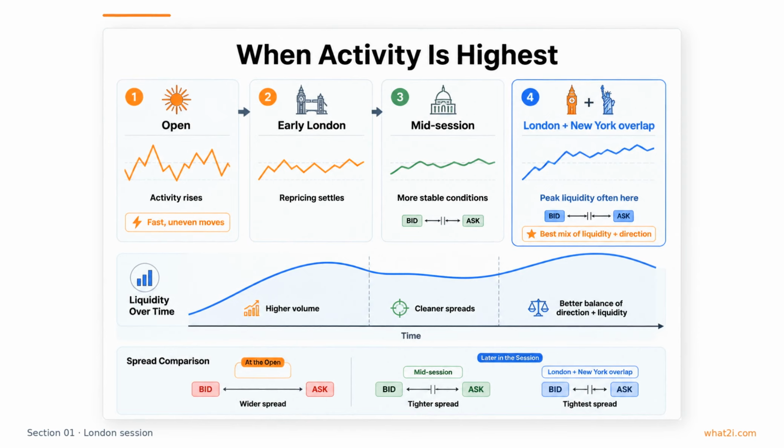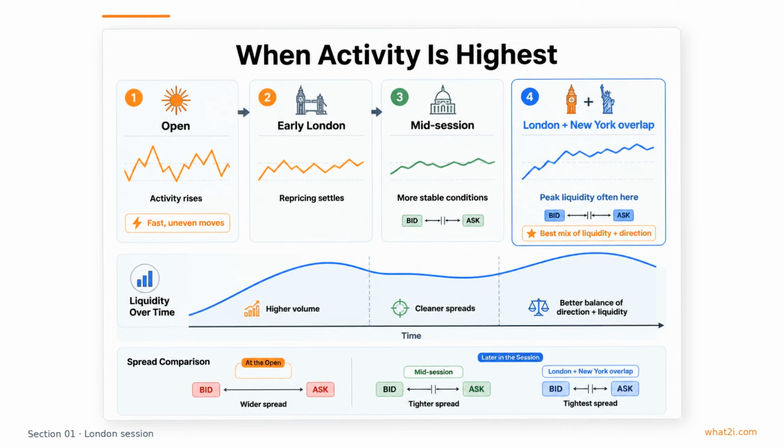Mid-session can offer a better balance between movement and stability, especially for traders who do not want the chaos of the Open. Then, liquidity often strengthens again when New York joins, creating one of the most active windows of the day. This is why time within the session matters almost as much as the session itself. A trader who treats all London hours the same may end up using the right idea at the wrong moment.